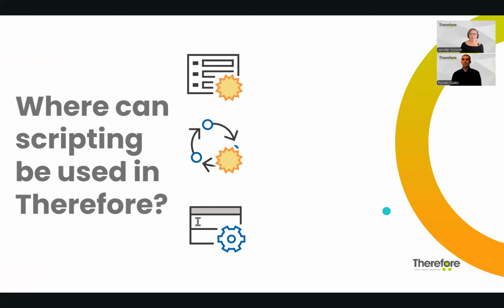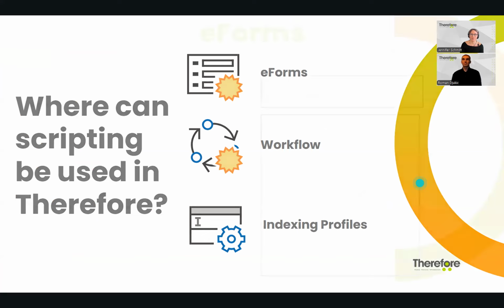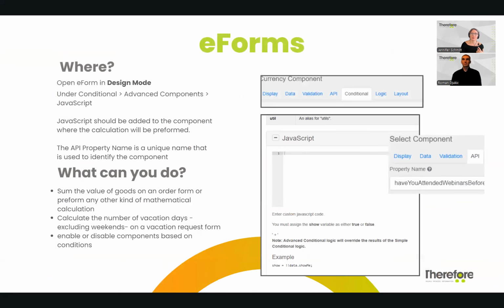So where can scripting be used in Therefore? There are three main locations where scripting can be added: in eForms, workflow, and indexing profiles. So we're going to start out today with eForms because eForms have some of the most straightforward abilities to add scripting. It's probably some of the more obvious use cases. I think everyone on the call is familiar with eForms. Many of you probably have already configured eForms yourselves, so you know how easy it is.